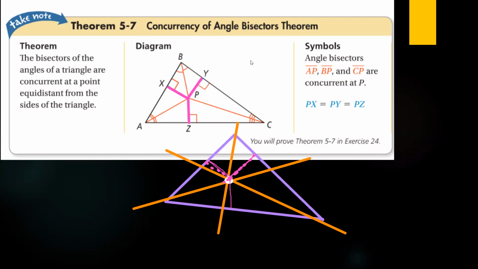So for the angle bisectors that intersect in a point, we call it the incenter of a triangle. For the incenter here, what do they have? They have a point, we call it point P. If you draw lines from point P to the sides at points Y, X, and Z, the lengths of these three segments will be the same. Is it clear?